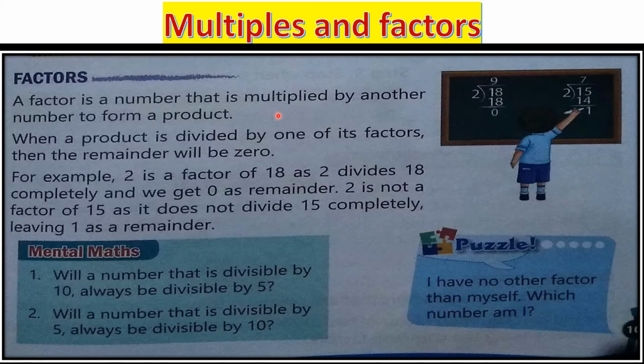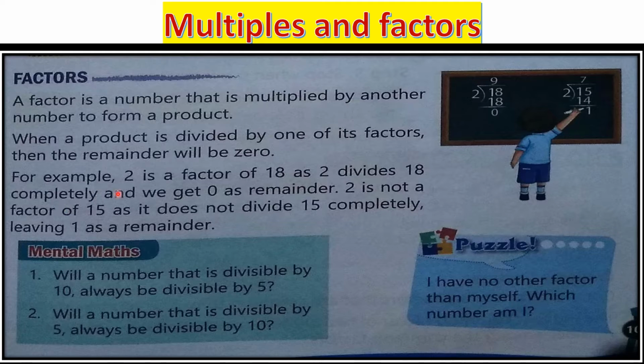So why is it known as a factor? Let's learn it. When a product is divided by one of its factors, the remainder will be 0. If we divide 6 by 2, what do we get? 3. If we divide 6 by 3, what do we get? 2. That means the remainder is 0, so the multiplier and multiplicand are the factors of the product.